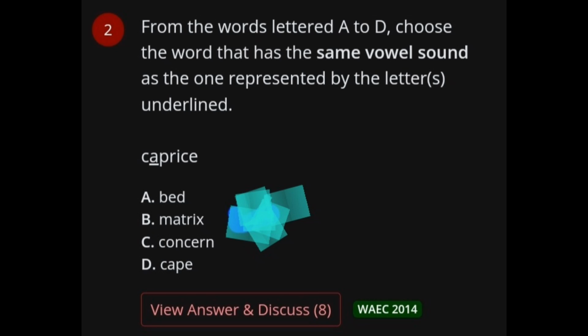Okay, bed does not have the short sound /æ/ in it. Rather, it has the short sound E. Concern does not also have it. It has /ɜː/ in it. Then cape. Cape does not have the short sound /æ/ in it. Okay, so matrix is the correct answer.